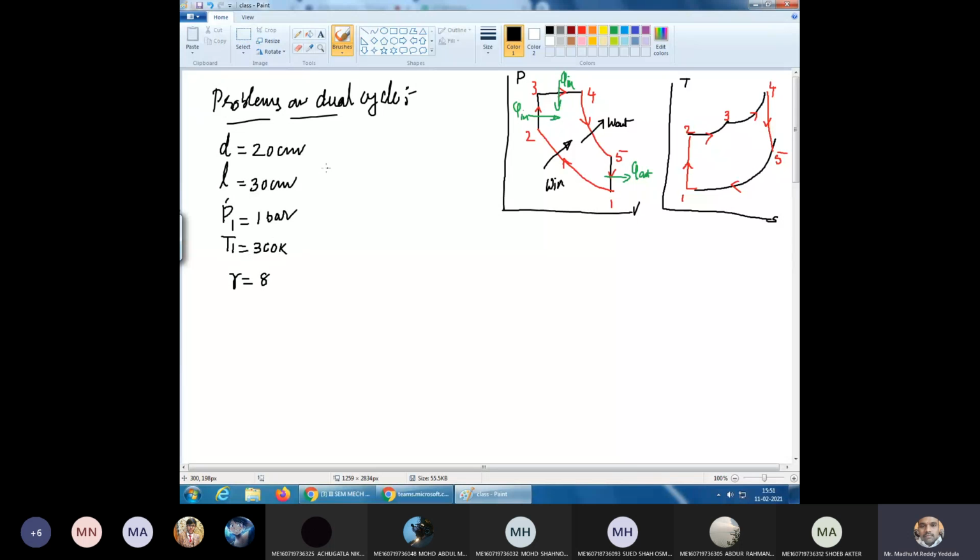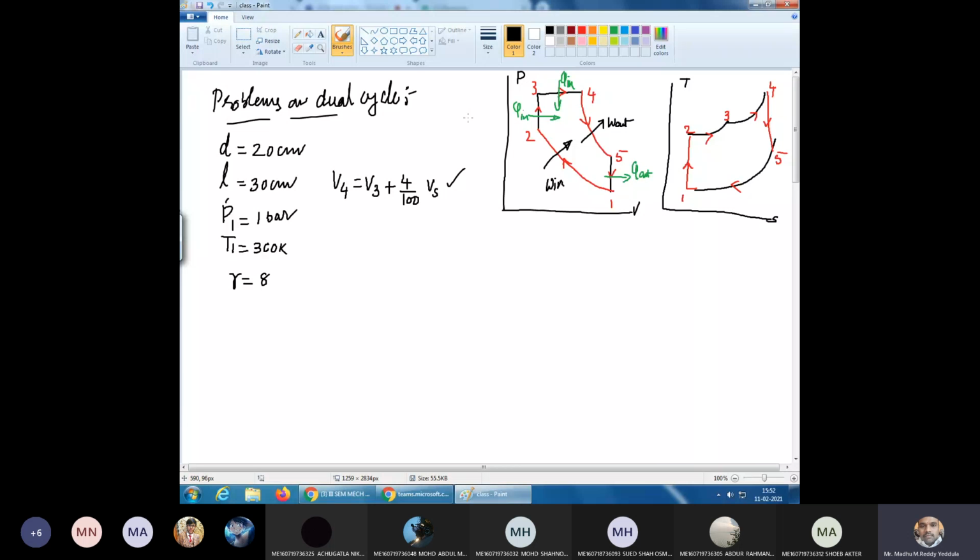Heat addition at constant pressure continues 4% of the stroke, which means V4 is equal to V3 plus 4 by 100 of Vs. This should be very clear by now because this is the third problem. The heat addition continues up to 4% of the stroke. So heat addition starts at 3 and ends at 4. V4 is equal to V3 plus 4% of the stroke.